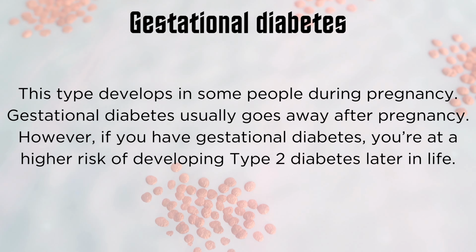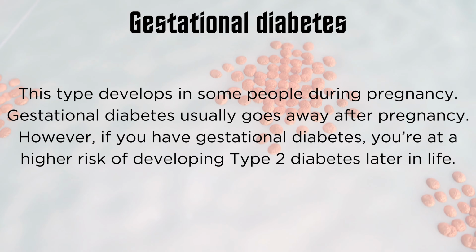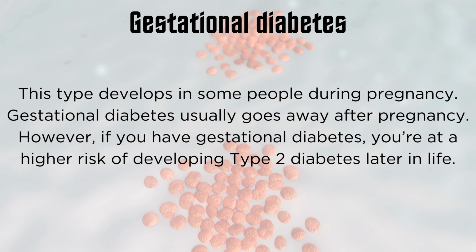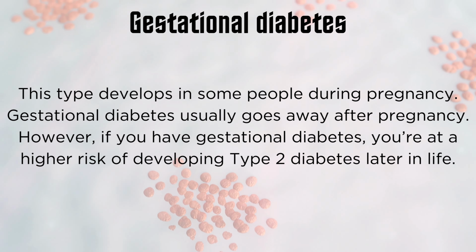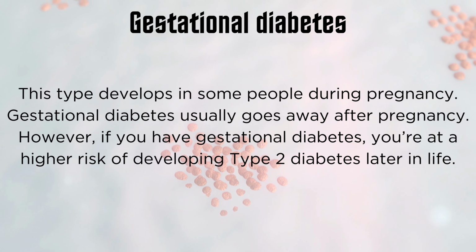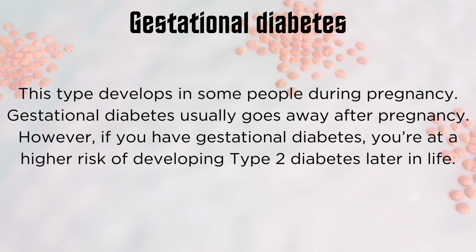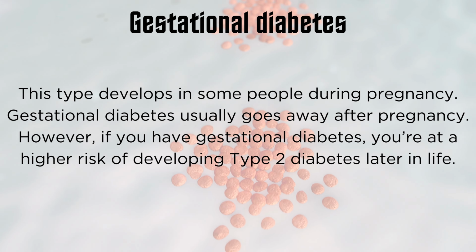Gestational diabetes. This type develops in some people during pregnancy. Gestational diabetes usually goes away after pregnancy. However, if you have gestational diabetes, you're at a higher risk of developing type 2 diabetes later in life.